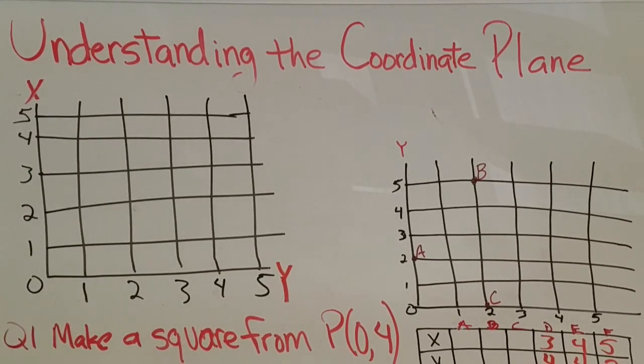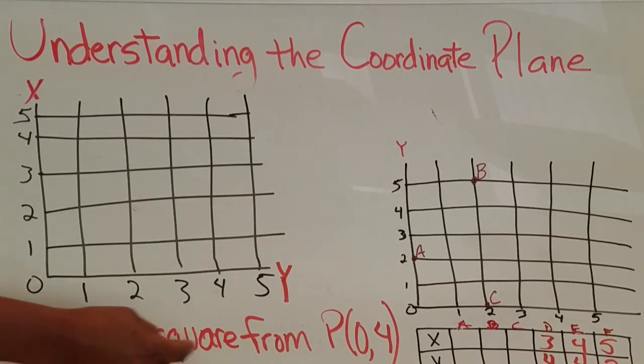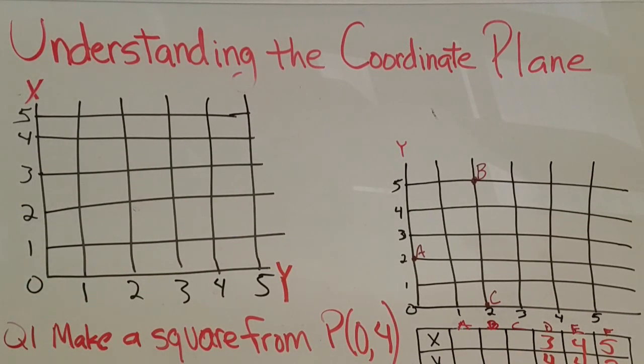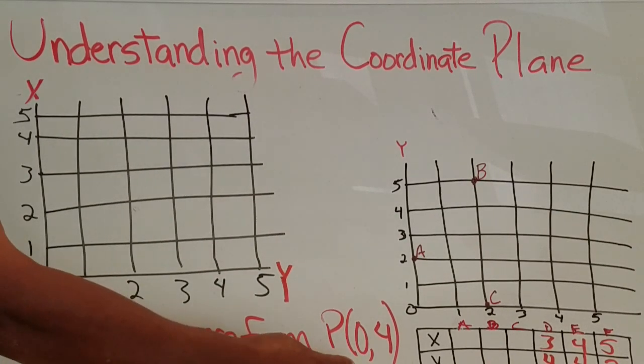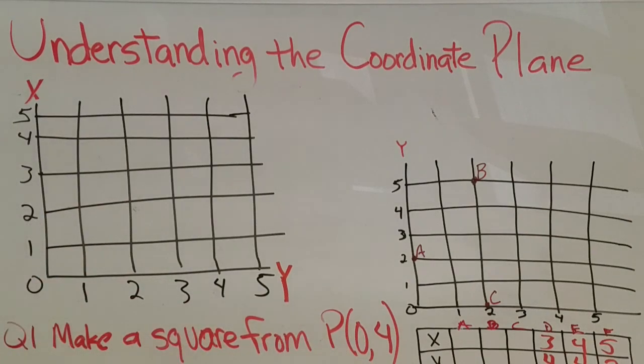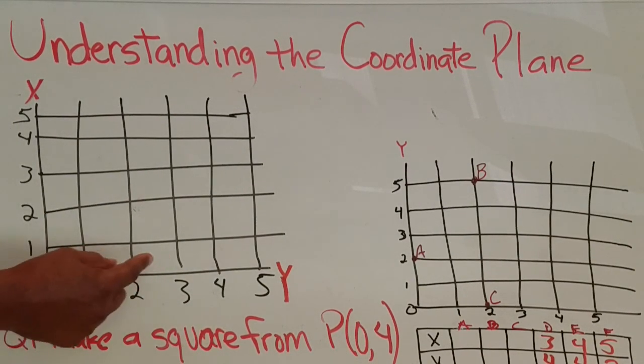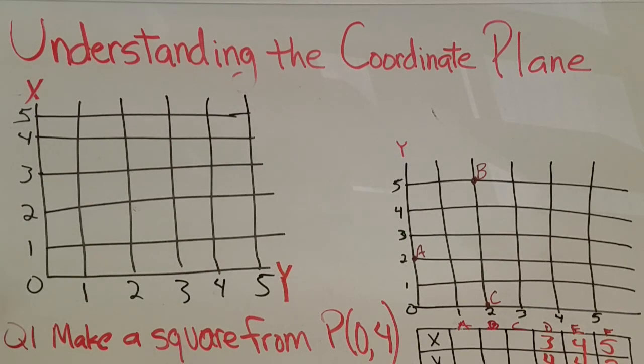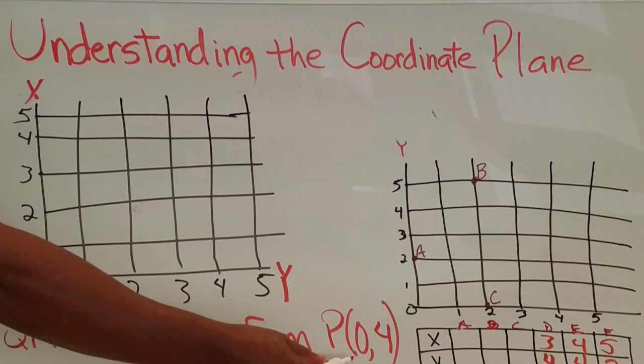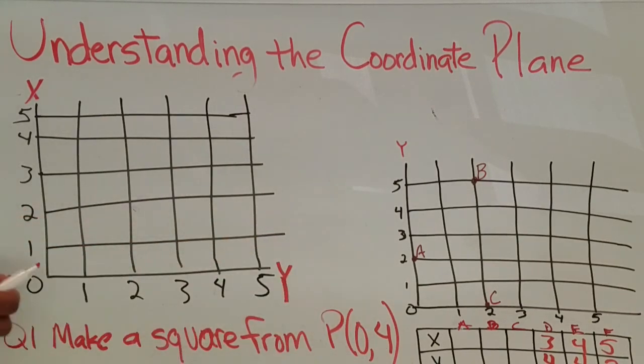All right, we are ready for a quiz. Here we go. Quiz question number 1. Make a square from point P. What do you mean point P, Mr. Tucker? Yes, point P. Point P is ordered pair 0, 4. So you're going to have to find 0, 4, X and then Y. I'm going to start you out with this one because it's not as easy as it seems. We'll go over 0, which is nothing, but we're going to go up 4: 1, 2, 3, 4. We're going to start right here.